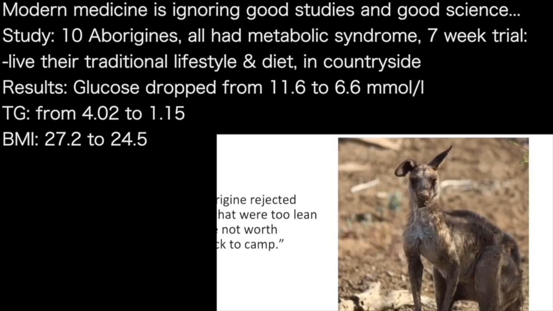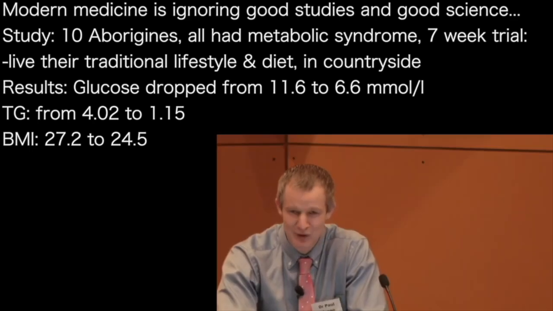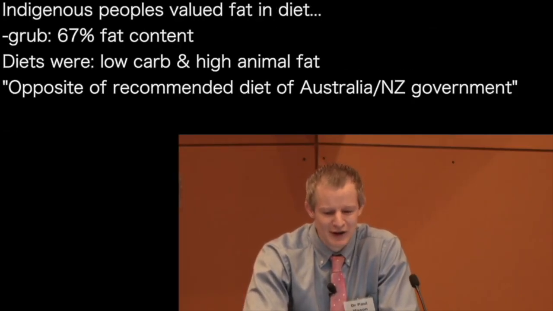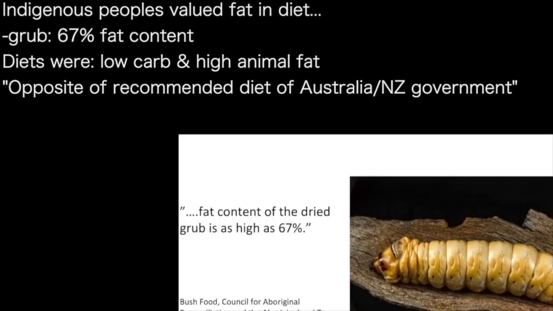So you're probably wondering, what is it in this traditional diet that led to these very impressive results? Well, I did a bit of research, and when I actually looked into the literature a bit deeper, it appears that the Indigenous population has always valued fat in the diet. This here is a witchetty grub, 67% fat and considered a delicacy.